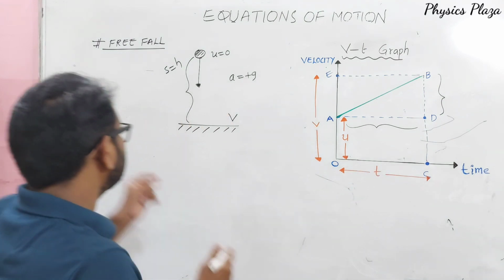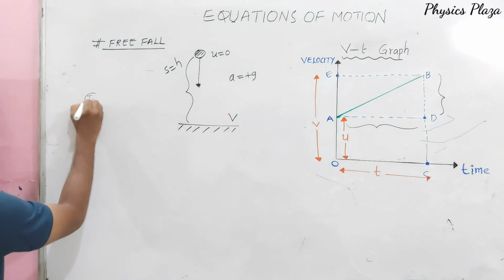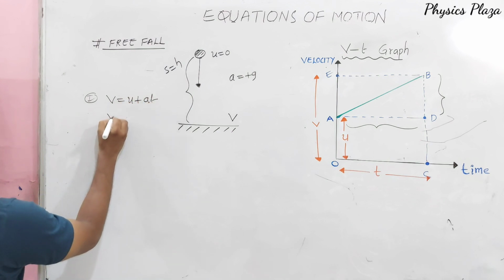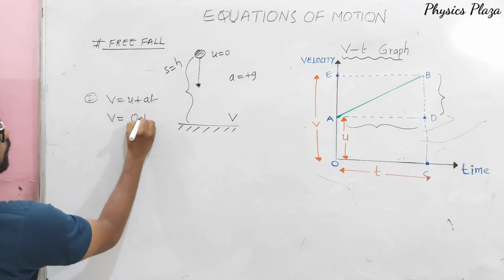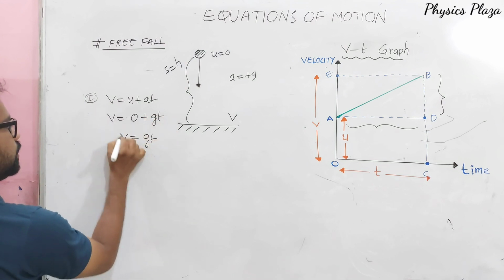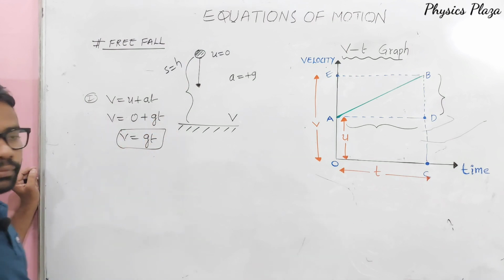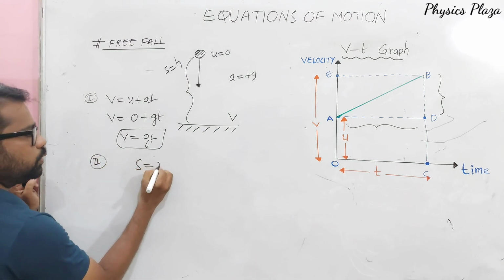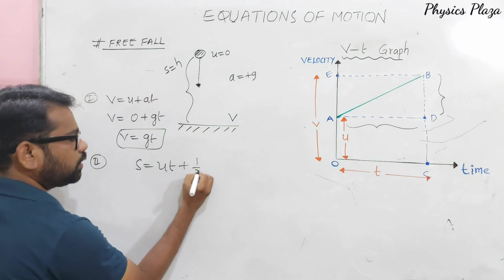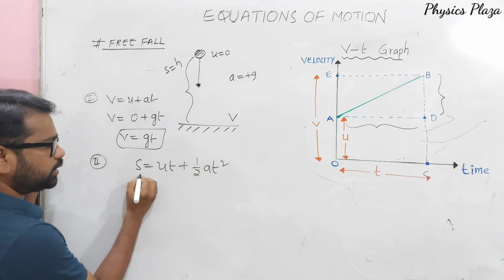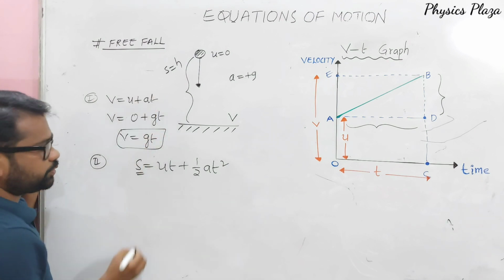Let us substitute these and see how the equations of motion are modified for a freely falling body. Children, the first equation of motion is v is equal to u plus at. So here you put u as 0 plus g into t. So v is equal to gt is the first equation of motion. Now the second one, we know that s is equal to ut plus half at square. Children, here in the place of s you can put h.